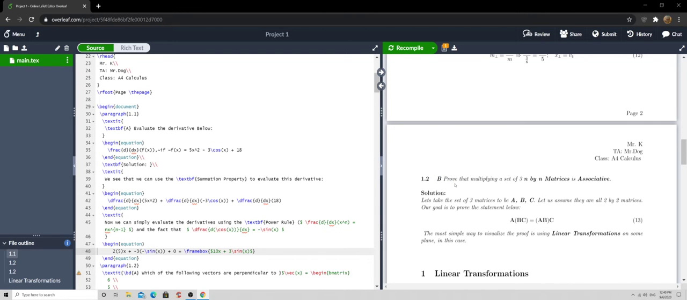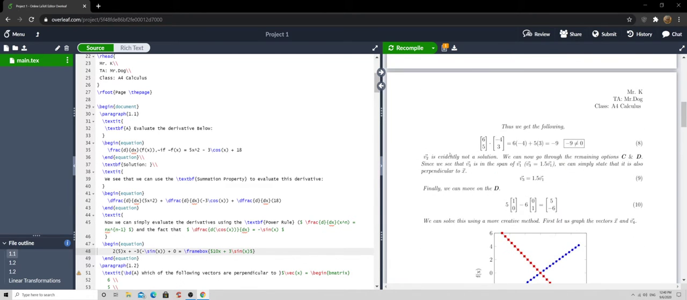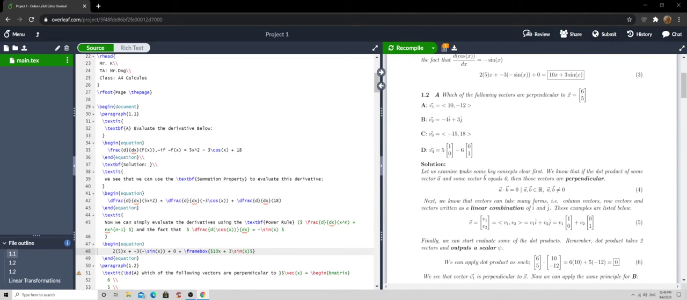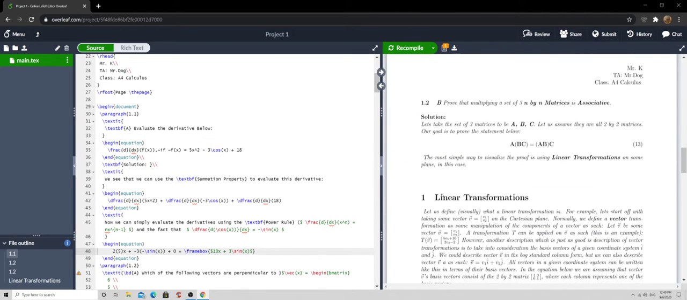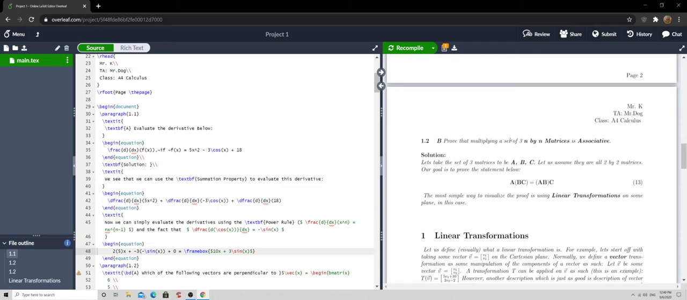And section B, this was section A, right, just like right here. And another linear algebra problem. It's just proving that multiplying a set of three n by n matrices is associative.